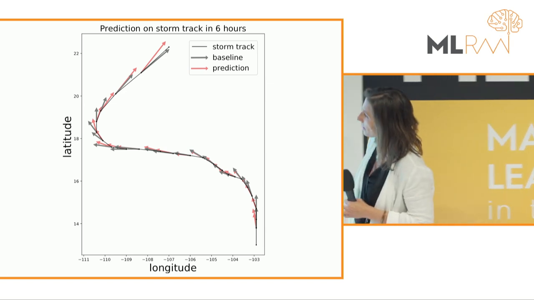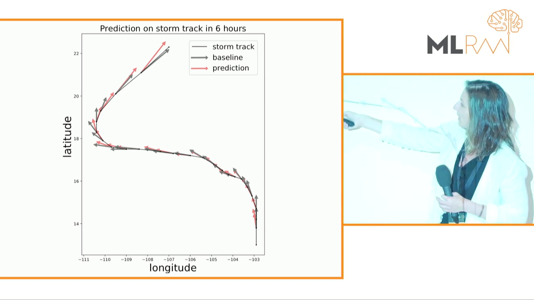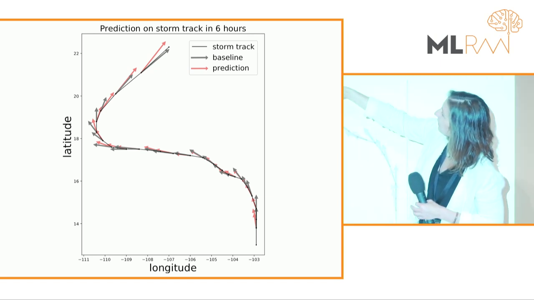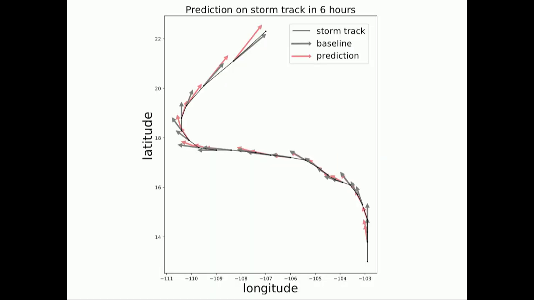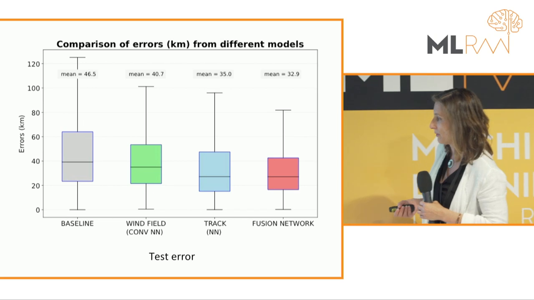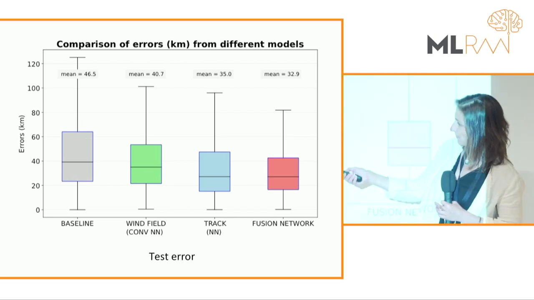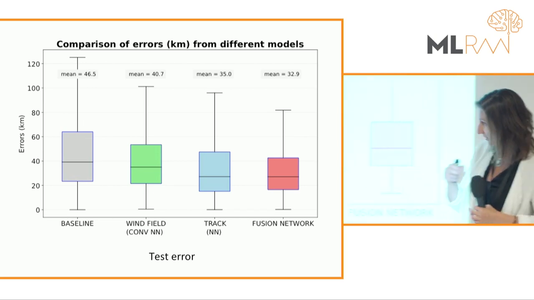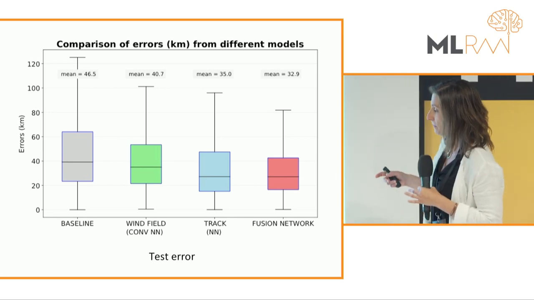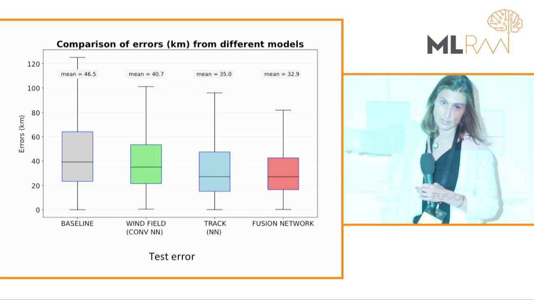It can also get messed up though. Here, the red did better at following this sudden curve. But then when the storm actually did straighten out, our deep learning is telling it to go off somewhere else, whereas just predicting the previous displacement would have been OK. So in terms of cumulative results, here's how the test errors compare of the baseline, which is just using the previous displacement. We don't have plots yet comparing to any other methods other than just using the previous displacement.